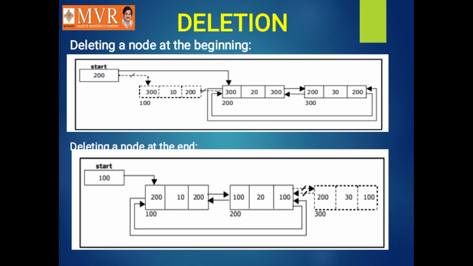Now coming to the deletion at the end, that is the last element will be deleted, that is the node before the header will be deleted from the circular double linked list and the chain will be established again without breaking the circle. Okay.